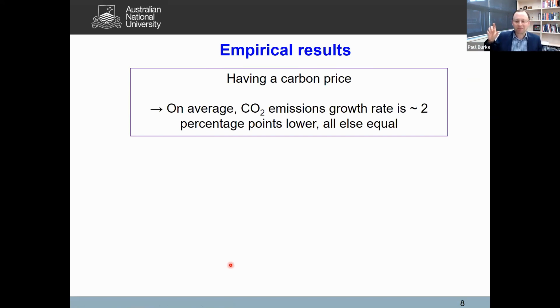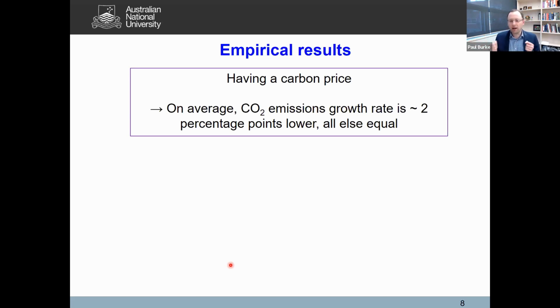Let me just explain that. So for example, instead of growing by 1% per year, 1 minus 2, that country would be having emissions decline of 1% per year, right? An emissions growth rate of minus 1% per year. Or for example, instead of having emissions growth of 3% per year, once you have a carbon price in place, we'd expect that to fall from 3% per year down to 1% per year. So the way to think about it is it's against a business as usual, or the scenario in which you did not have the carbon price.